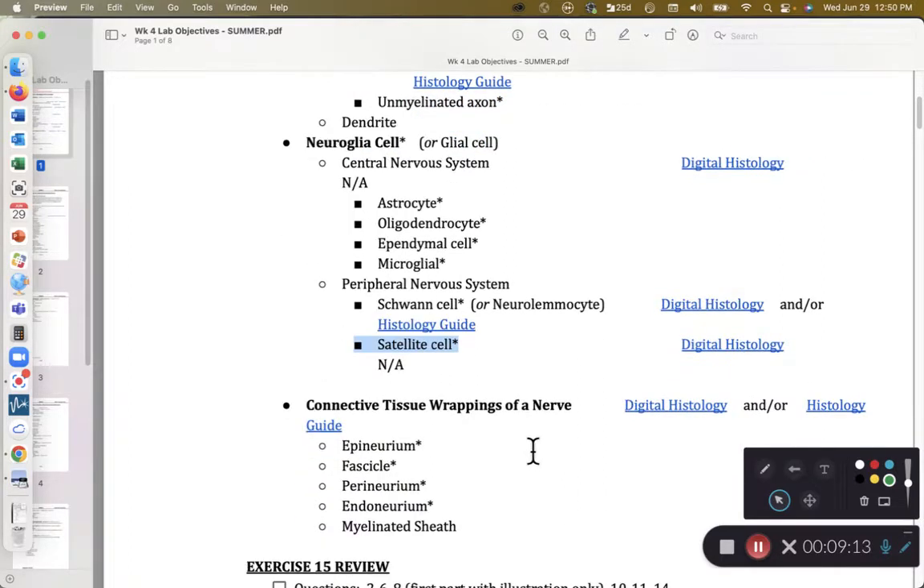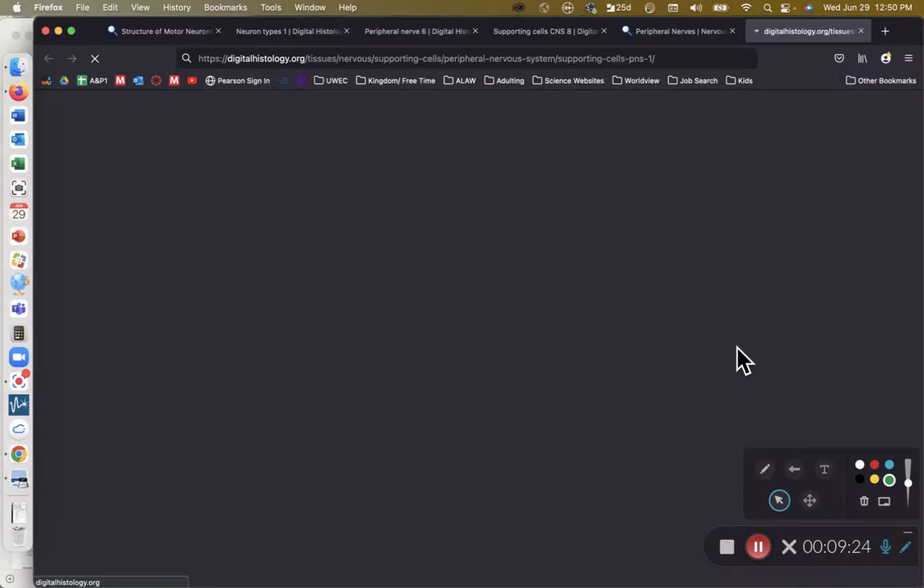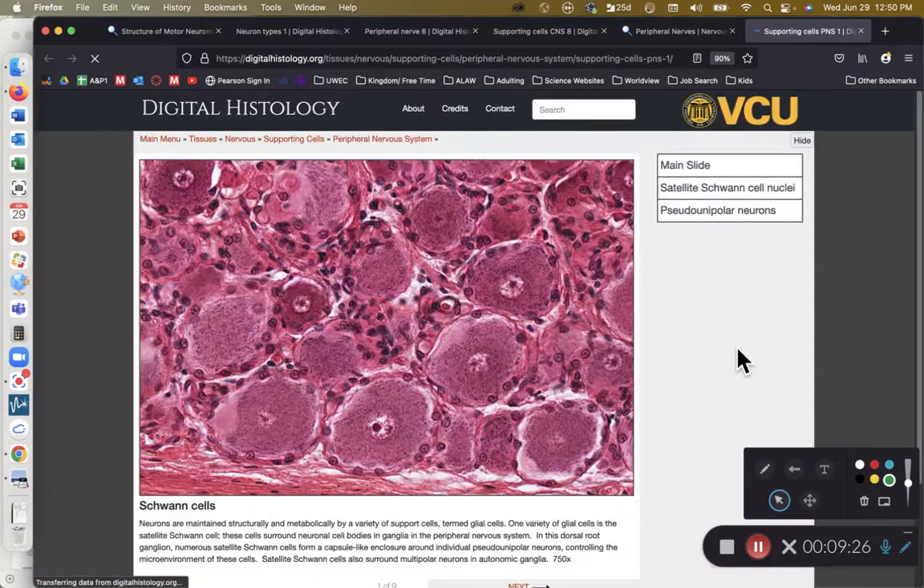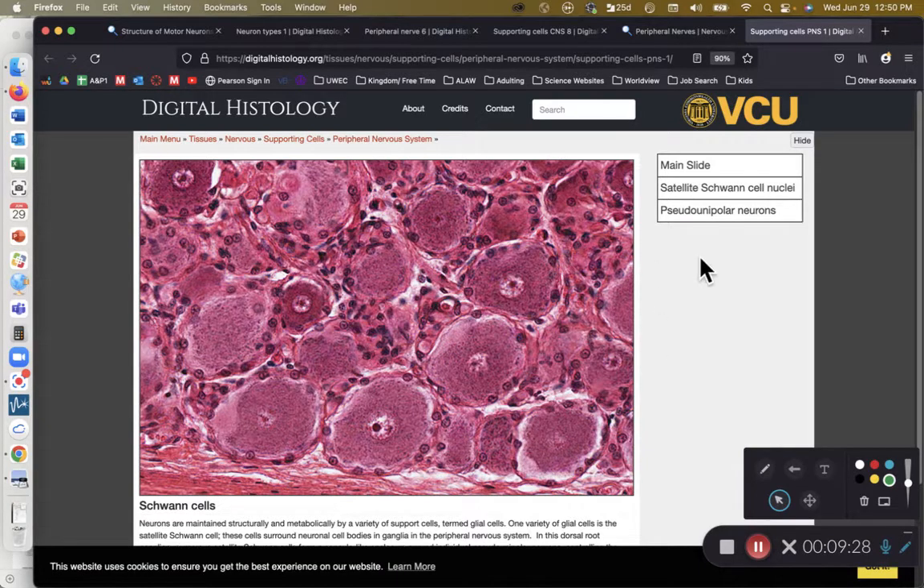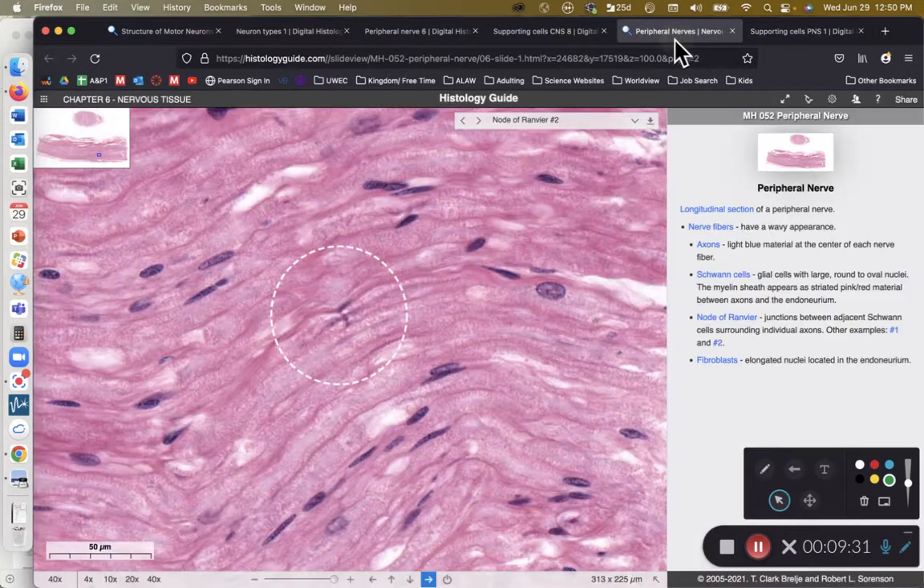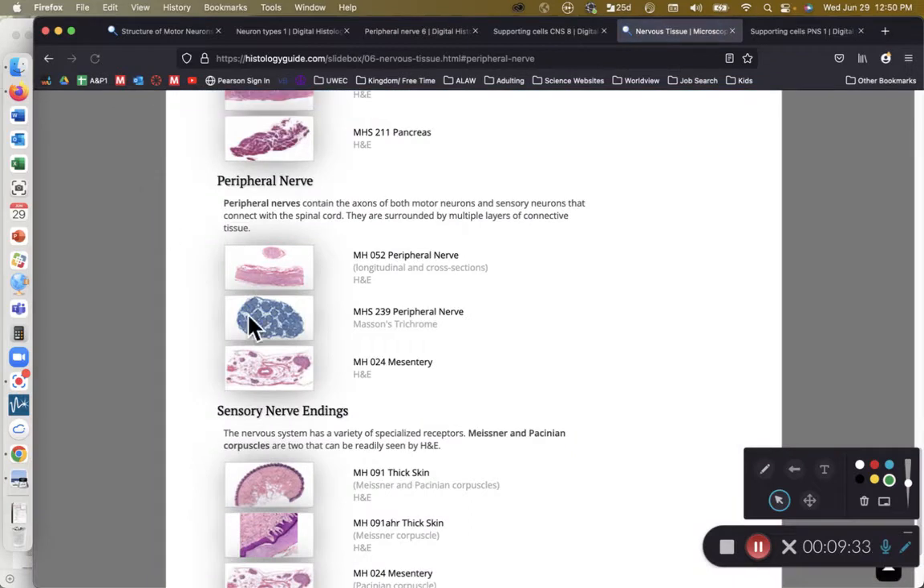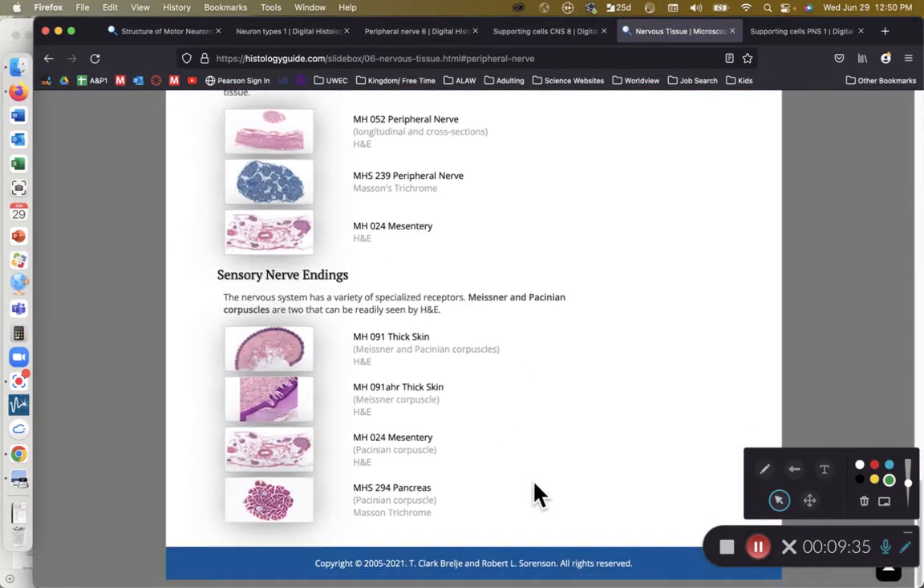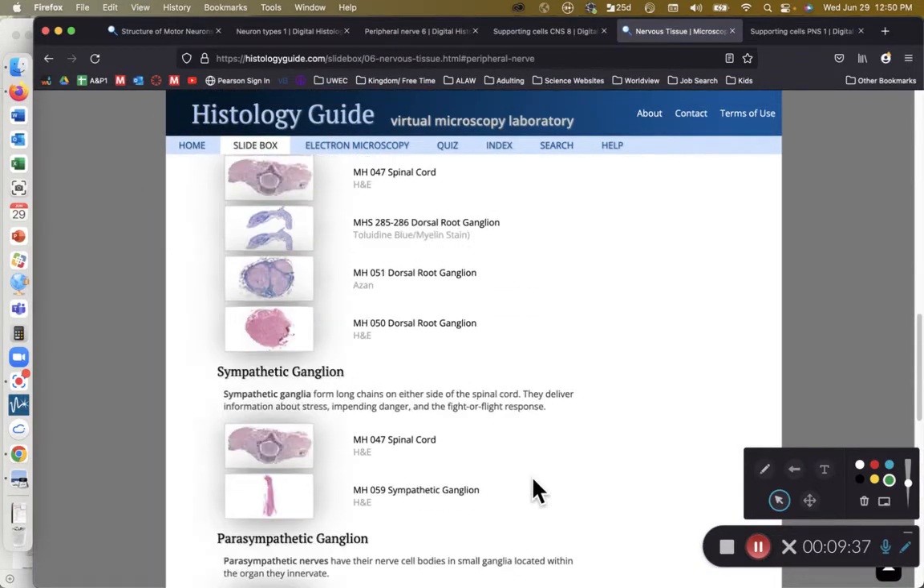Next, we have satellite cells within the peripheral nervous system. These satellite cells are going to be visible when we look at the ganglion within the peripheral nervous system. So I'm pulling that up right now. And I'm not a big fan of that image. The longer I do this, the pickier I get. So I'm going to go ahead and first give us some context.